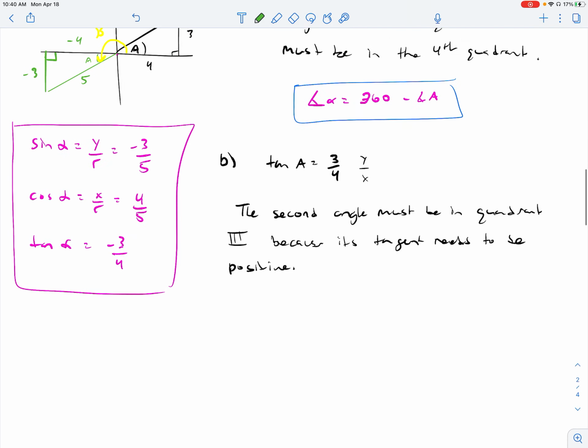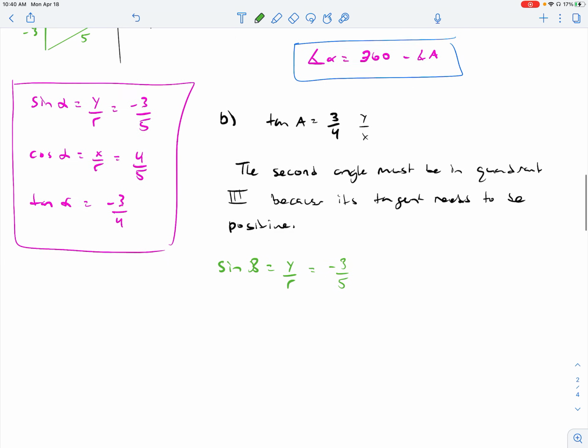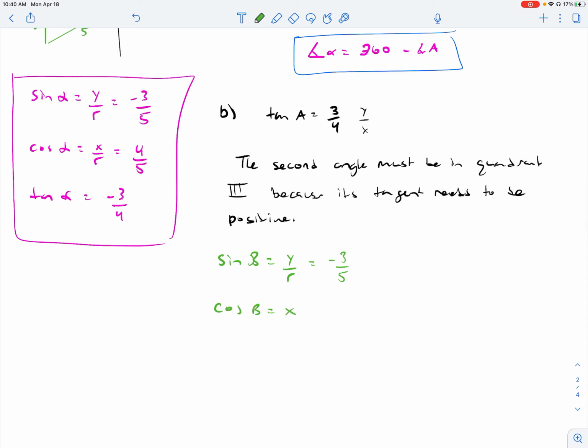So we'll go back to green and we'll write out our trig ratios. So sine of beta, it's going to be y/r, so it'll be -3/5. Cos of beta, x/r, and that will be -4/5. And then tan of beta, that's y/x, so it's going to be -3/4. The negatives cancel, and I just get 3/4. That's how I get the same tan ratio as angle B.